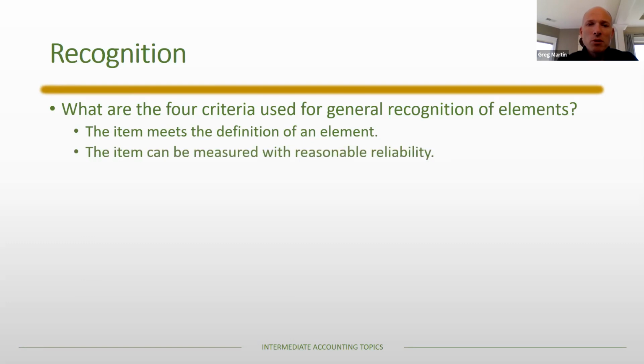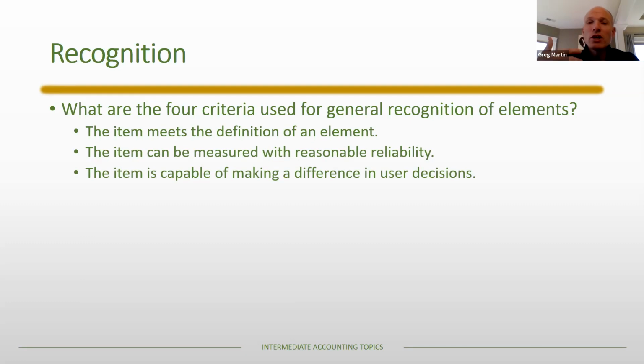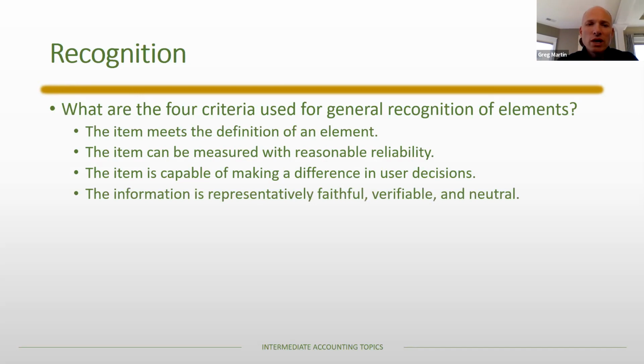There should be other things in place before I would recognize that element. The second one is that I need to be able to measure the item with some sort of reasonable reliability. If I can't measure the value of something, then I really can't recognize it as an element. Third, whatever I'm considering as an element to report, is it going to make a difference for decision makers? If it's not going to make a difference, then perhaps I shouldn't recognize it, because I'm just adding noise. And finally, the information related to that item needs to be representationally faithful, verifiable, and neutral.